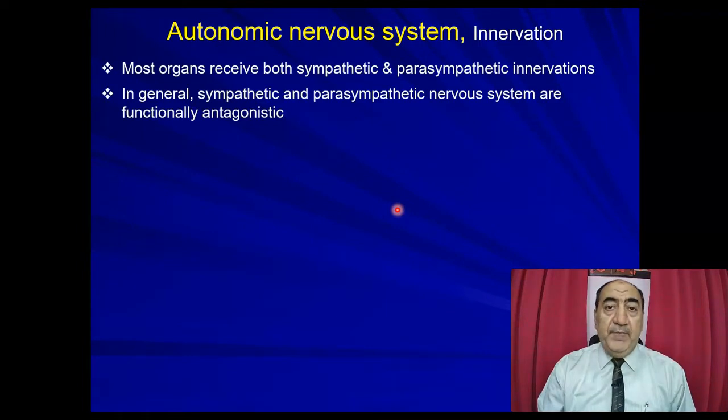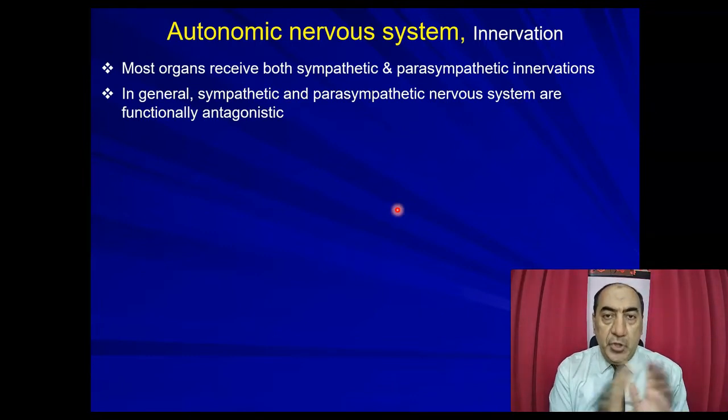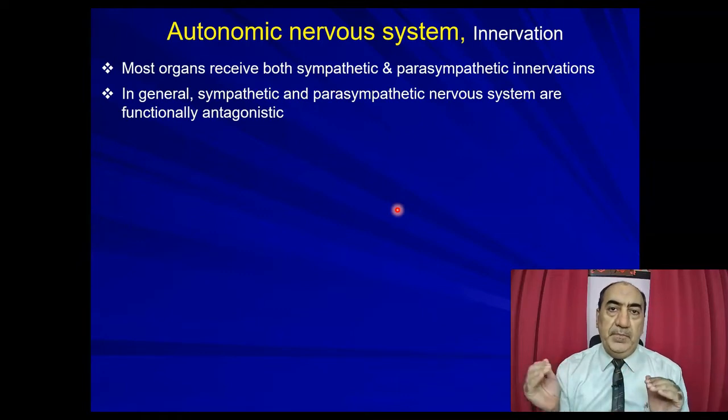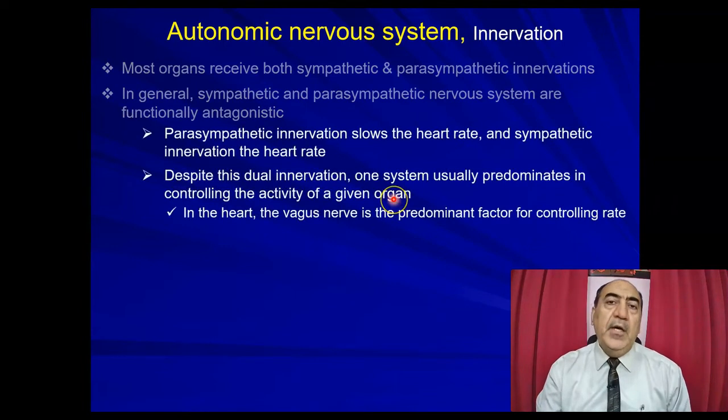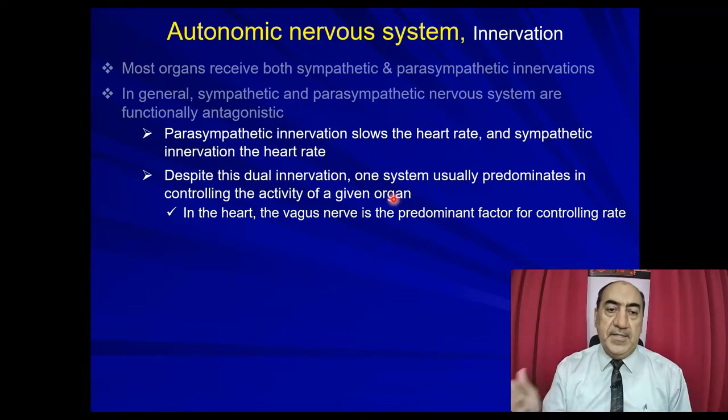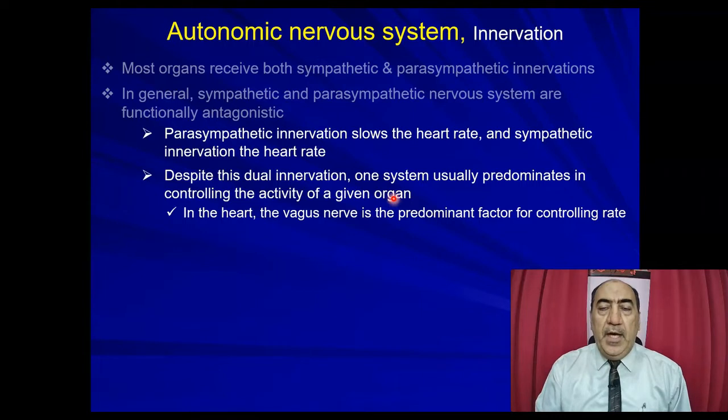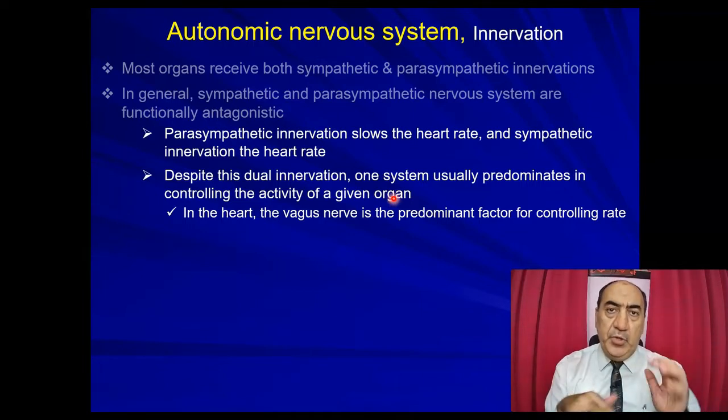Most organs receive both sympathetic and parasympathetic innervation. Usually the action of the sympathetic nervous system opposes that of the parasympathetic nervous system. For example, the parasympathetic nervous system reduces the heart rate, whereas the sympathetic nervous system increases the heart rate. Despite the dual innervation, usually one system predominates over the other.